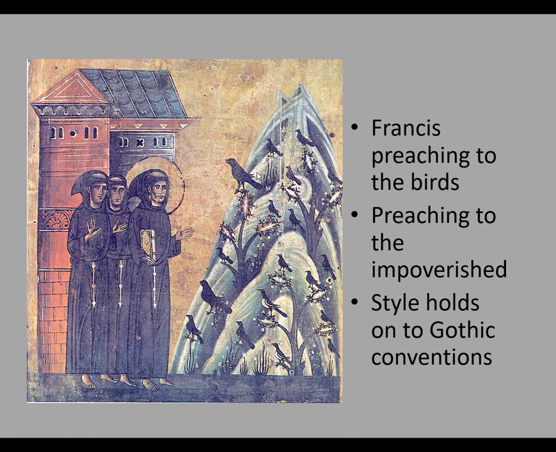So not only the Dominicans, they were poor, their whole goal was to help the poor. And we see that they have the gold background, which holds on to Gothic conventions, and then the way of showing perspective. This part of the building is flat to us, so it looks like it would be one point perspective. However, these things just go horizontally rather than at an angle.